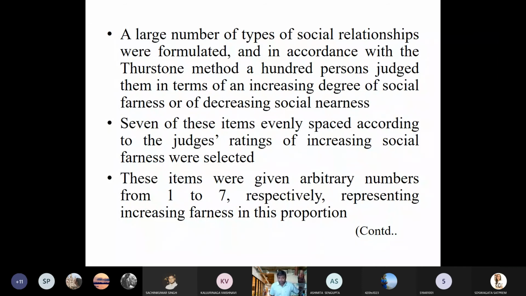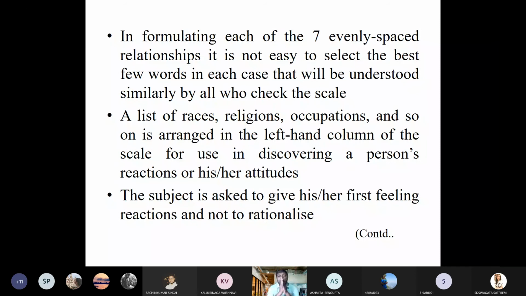If you are measuring a list of races, religions, or occupations, you take them one by one and keep them in the left-hand column of the scale, and for discovering a person's reaction to them, you mention the attitudes on the right side. So people's religion and then their attitude, people's occupation and then their attitude to some issues, people's race and then their attitude. The subject is asked to give his first feeling reaction and not to rationalize. We are just asking what exactly their feeling and reaction is.